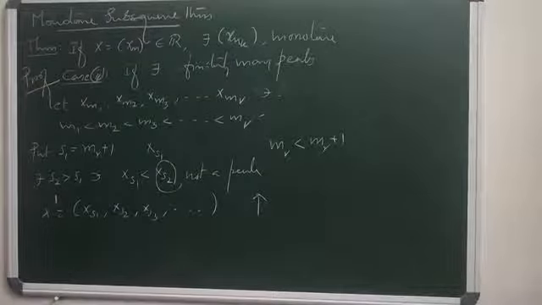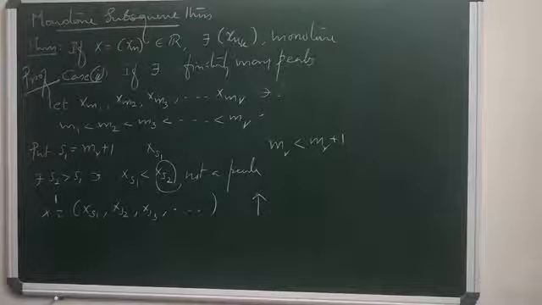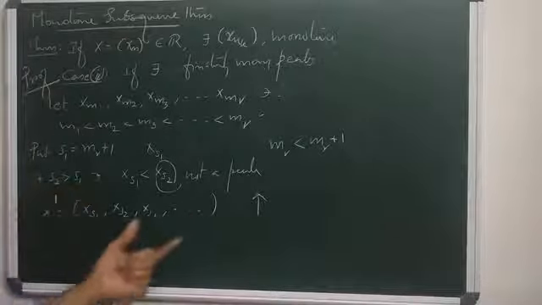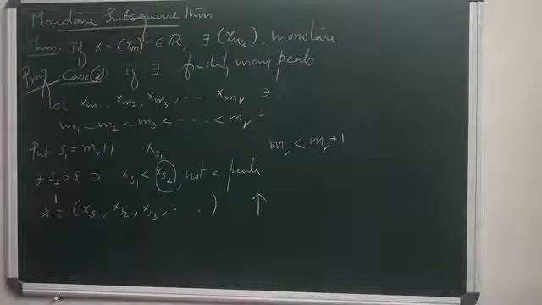So the proof heavily depends upon the peaks. If it has infinitely many peaks, then we get a decreasing subsequence. If it has finitely many peaks, then we have a strictly increasing subsequence. Thus every sequence of real numbers has a monotone subsequence, that is the well-known monotone subsequence theorem. Okay, thank you.